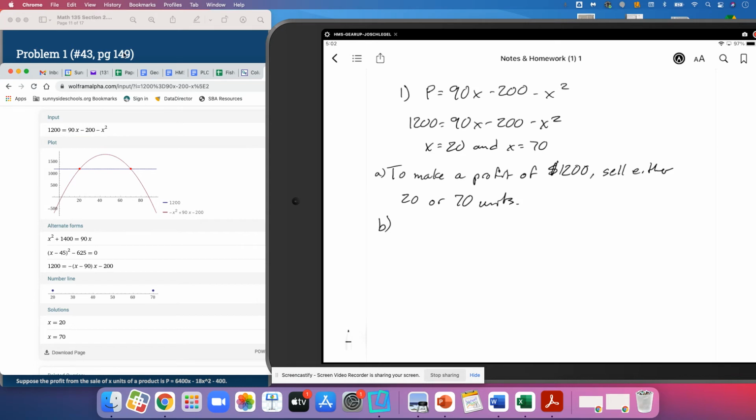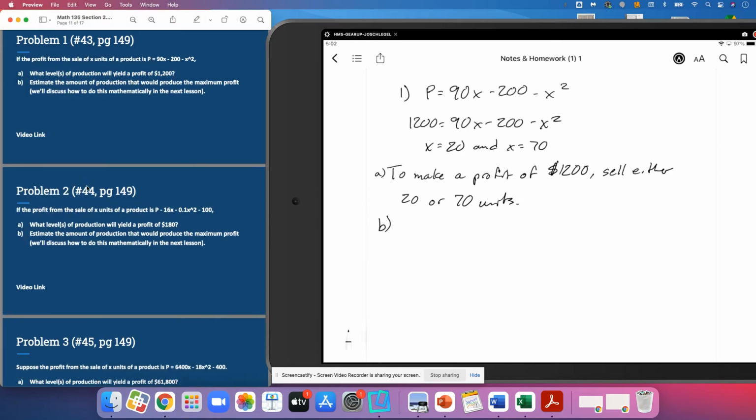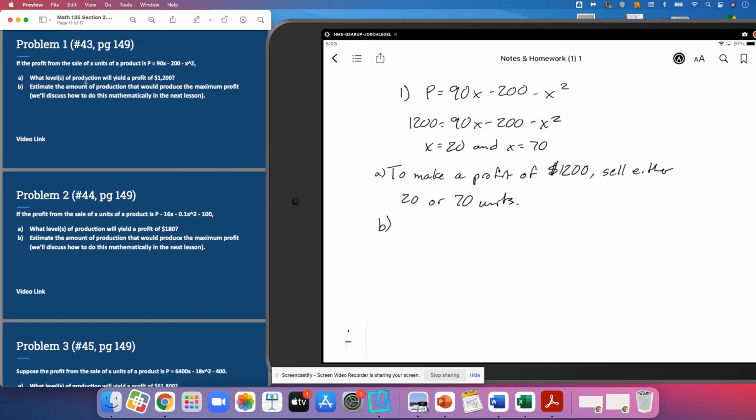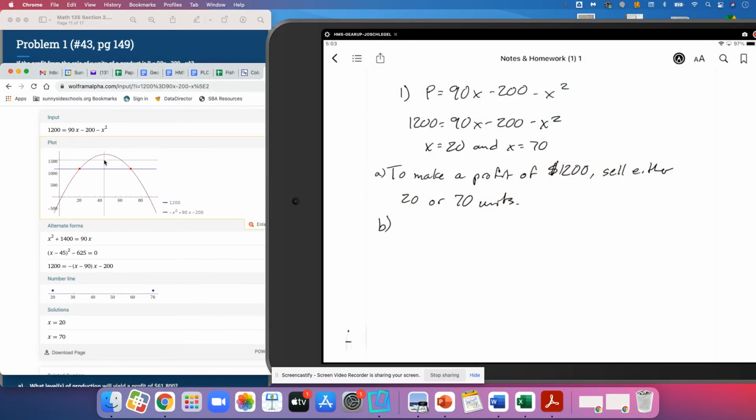All right. On to part B. We are asked, estimate the amount of production that would produce the maximum profit. And again, we'll discuss this more thoroughly in the lessons that follow. But if I was to maximize profit right there, that's the high point. I can see that it looks like this thing down here is going like 40, 45, 50, 55, 60. It looks to me like profit would be maximized right there at 45 units. And the maximum profit, just guessing, would probably be something like $1,800.